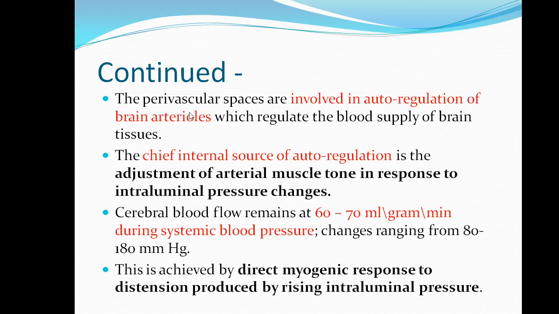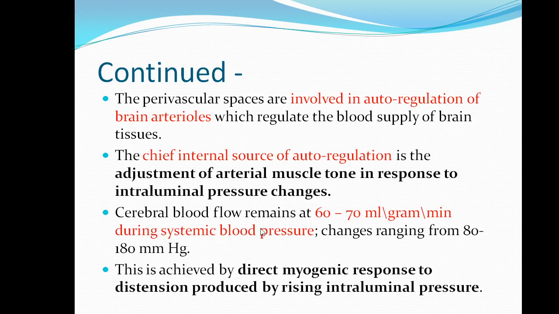These perivascular spaces are involved in autoregulation of brain arterioles, which regulate the blood supply of brain tissues. The chief internal source of the autoregulation is the adjustment of arterial muscle tone in response to intraluminal pressure changes.